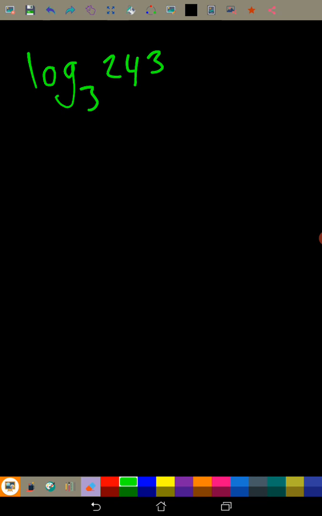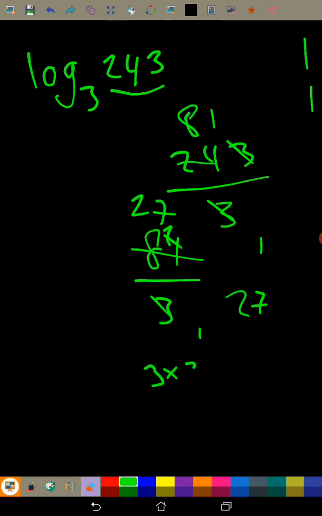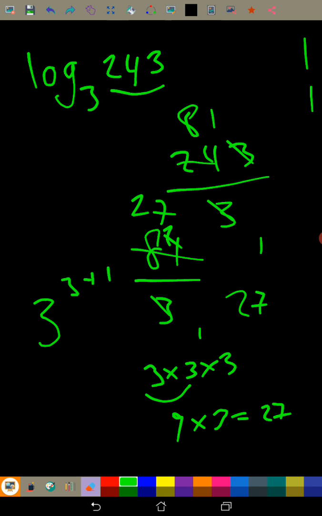So this should be to the base 3 then, so that we can solve it. 243 divided by 3, we'll have 81. So this is 81 divided by 3. You will have 27. 27, we know it's 3 times 3 times 3. So 3 times 3 is 9, times 3 is 27. So we know that there is this plus 1 plus 1.